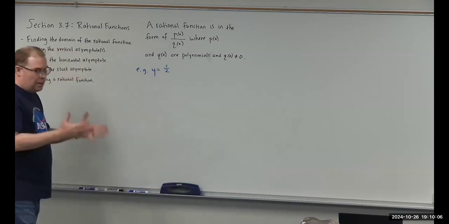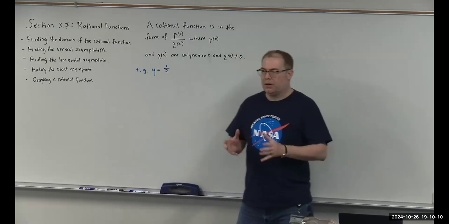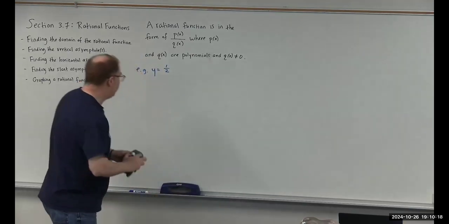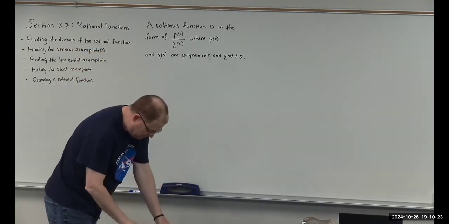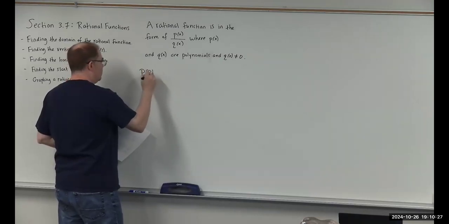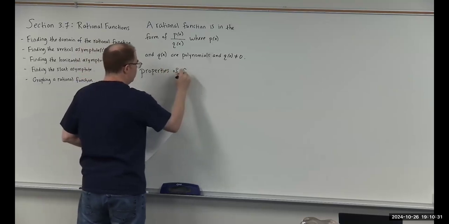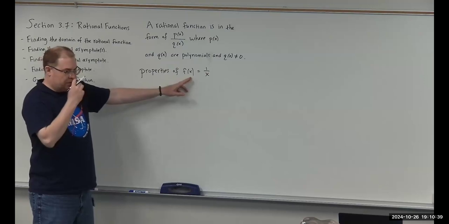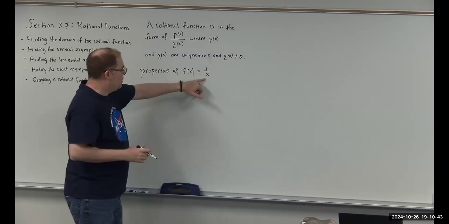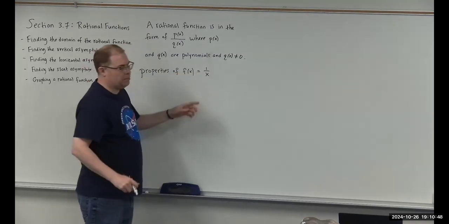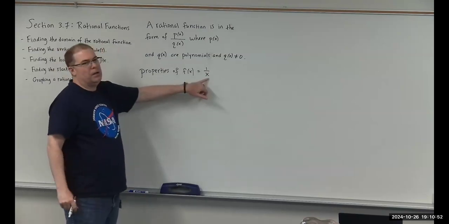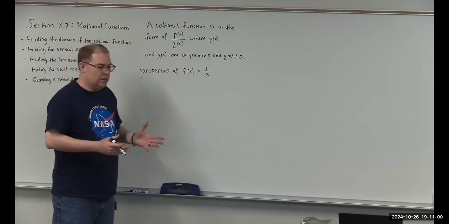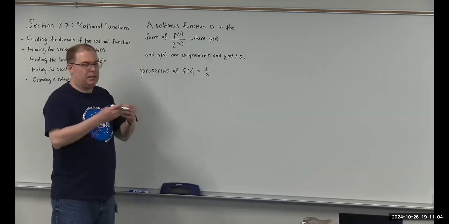All right, so let's look at the properties of one of the important rational functions. That is 1 over x. So let's talk about the properties of that particular function. Just to get a general idea of what this is doing, this is a function of x, where x is your input, and then the output is going to be the reciprocal. So for example, if we put in 2, we're going to get 1/2. If we put in 1/2, then we're going to get 1 over 1/2, which is 2. So this is just taking the reciprocal of the input value.